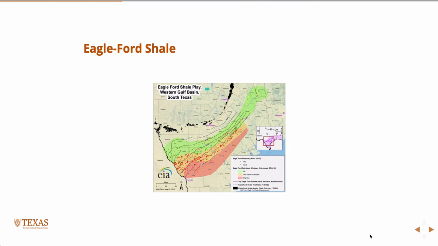Of course it doesn't. It extends into Mexico. If you go back and look at that satellite picture, the operations stop at the Rio Grande. But the Eagle Ford Shale, in fact, continues into Mexico. And I think the Mexican government is very interested in changing that, bringing that area into production.